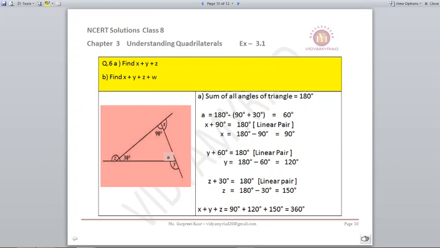In the same way, x plus 90 will be 180 degrees because of the linear pair. So x comes out to be 90 degrees. In the case of the third, z plus 30 will be equal to 180 degrees because of the linear pair. So z comes out to be 150 degrees. Now we have x, we have y, we have z. Add them together, the sum comes out to be 360 degrees.